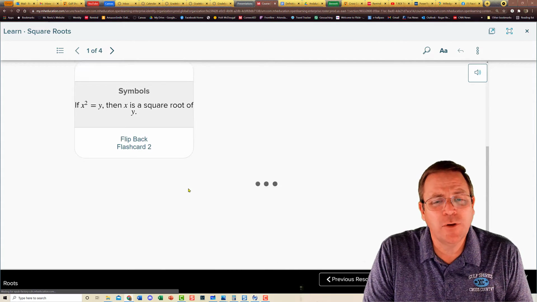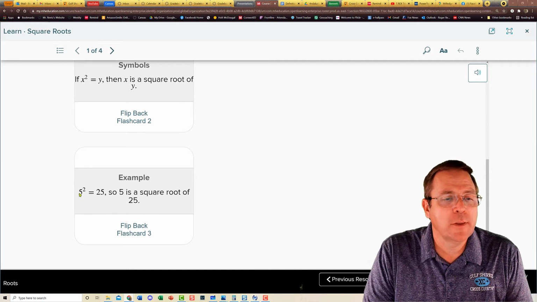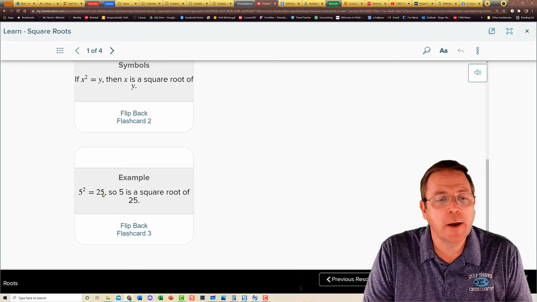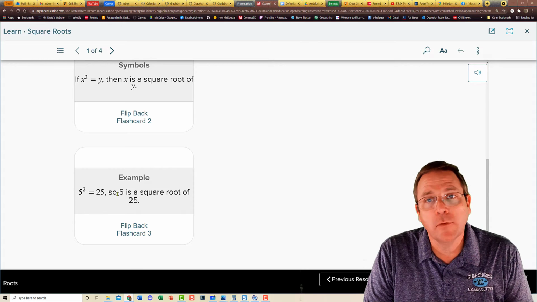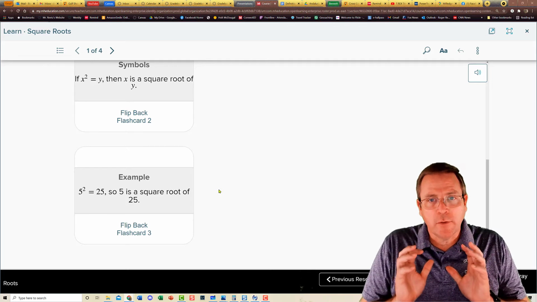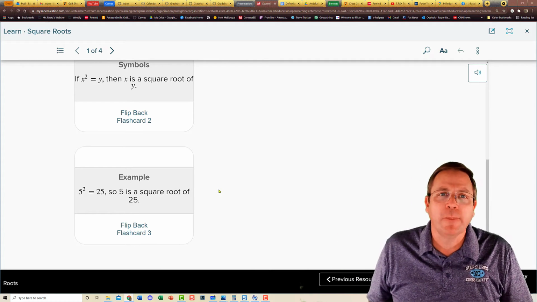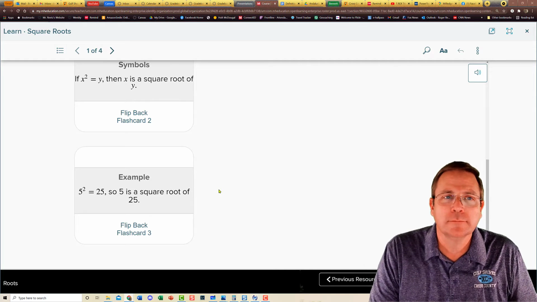It gets kind of confusing when you're looking at it that way. But if we had it with numbers, we could say that 5 squared is equal to 25. Therefore, 5 is going to be the square root of 25. 5 is a number that when it's multiplied by itself, it equals 25. That's what makes it a square root.